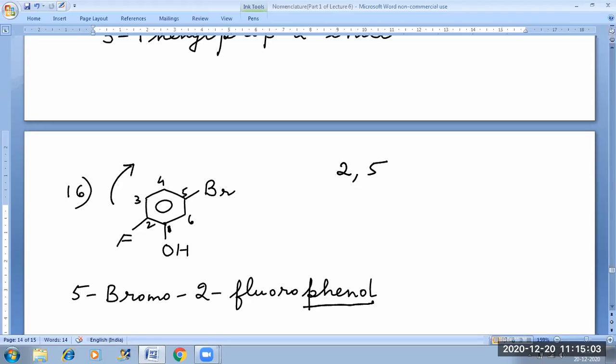The suffix is phenol here because that is the principal functional group. Whatever is the principal functional group, accordingly the suffix will be used. If I go in the anti-clockwise direction, that is, this is 2, this is 3, this is 4 and 5 and so on, then the positions of substituents will be 3 and 6 respectively. That is why I don't go in this way and I choose this, because I need the lower set of locants. Hence the name is 5-bromo-2-fluorophenol.